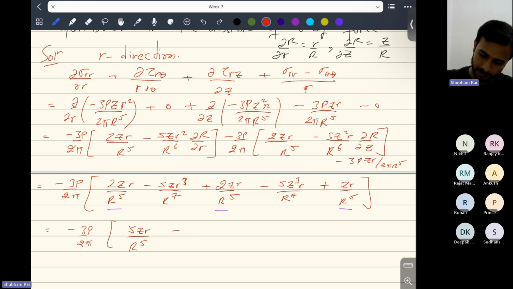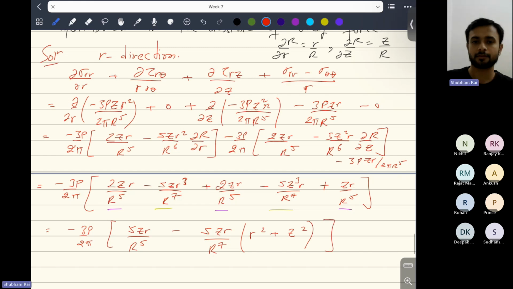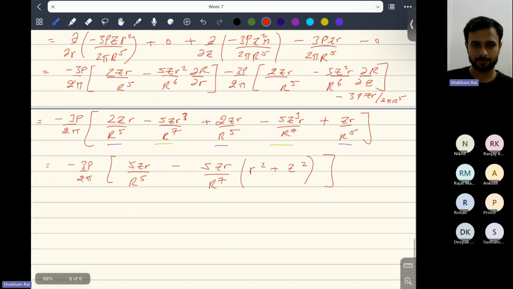So to combine this, this will not be 10 because the numerator is different. So I'm taking 5zr over R7 to be common. So if you do that, 5zr over R7, if you take this to be common from these two terms, this term and this term, in the brackets you will get r square from the first term, first yellow term, and z square from the second. That is fine. It will not be 10 because numerators are different.